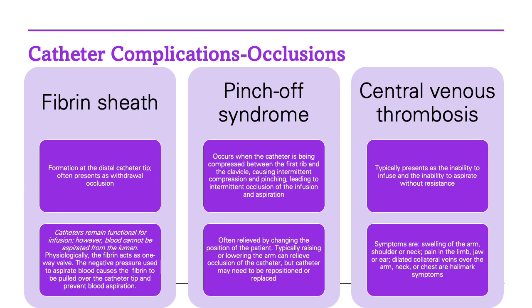Central venous thrombosis typically presents as the inability to infuse and the inability to aspirate without resistance. Symptoms are going to be swelling of the arm, shoulder, or neck, pain in the limb, jaw, or ear, and dilated collateral veins over the arm, neck, or chest. Those are the hallmark symptoms.